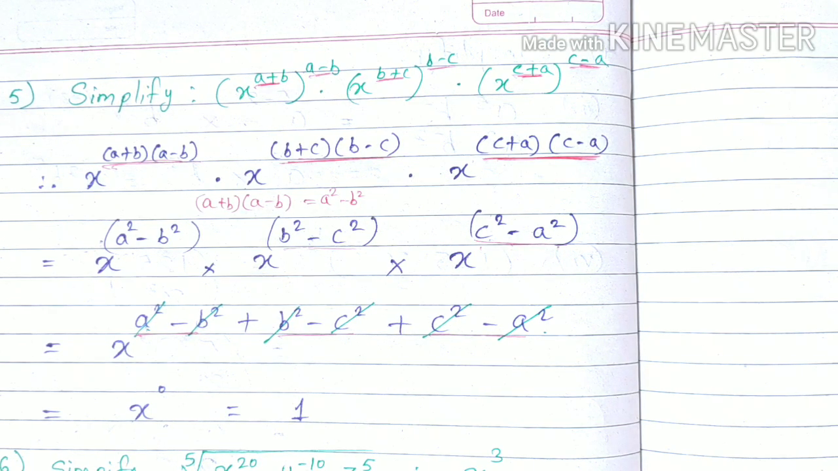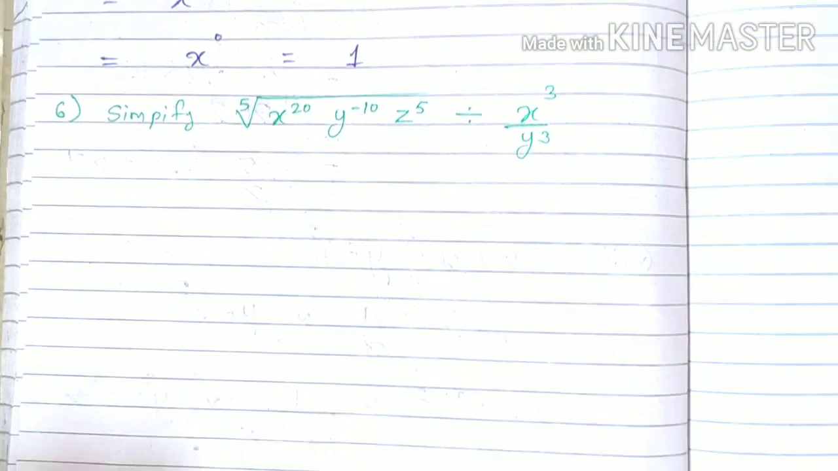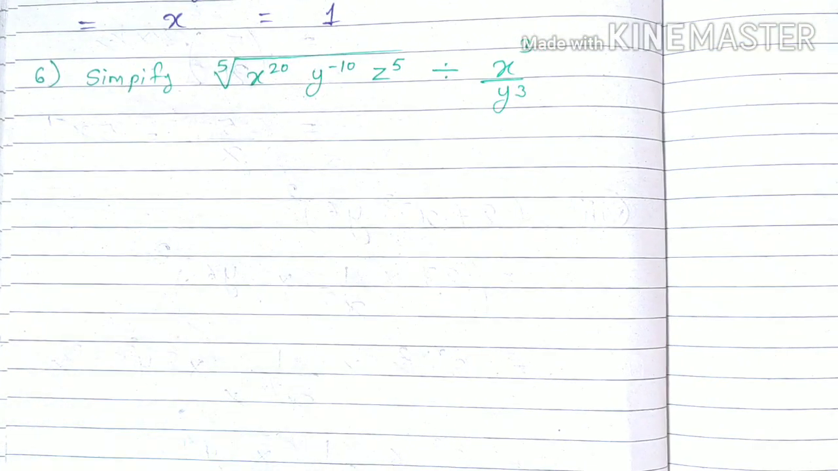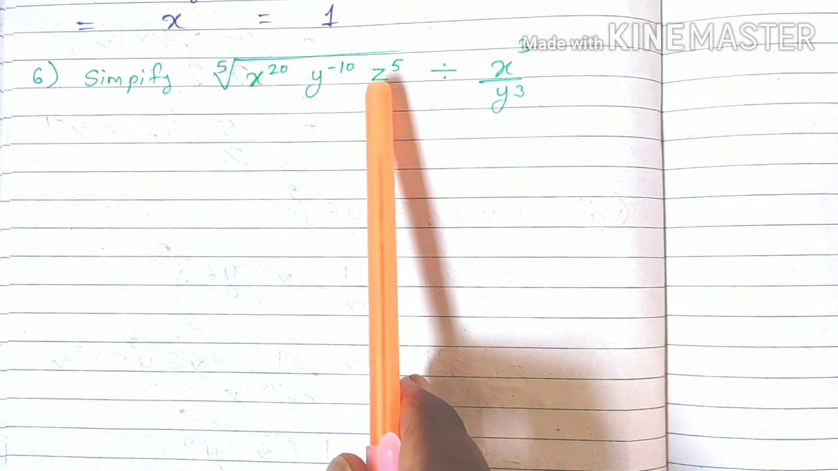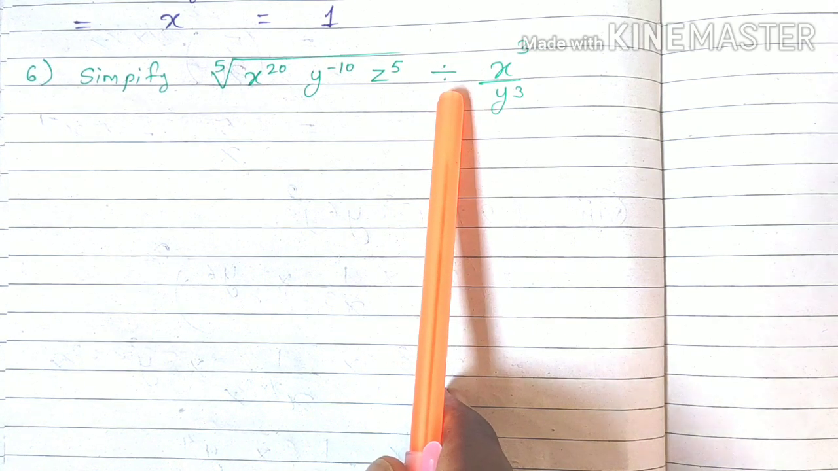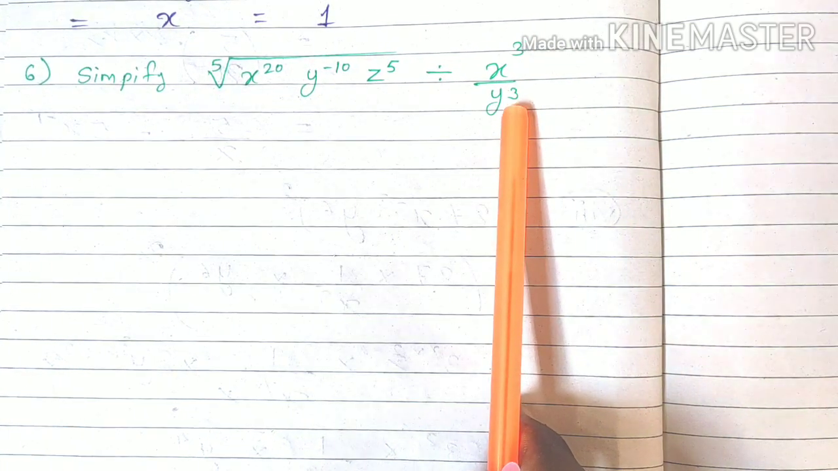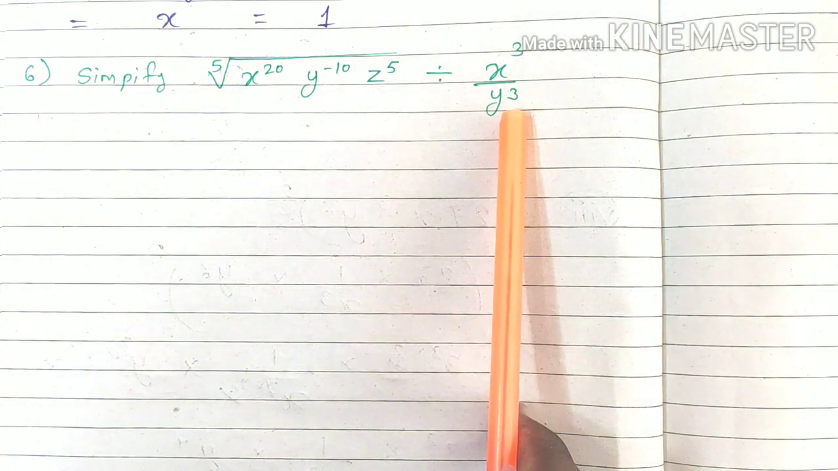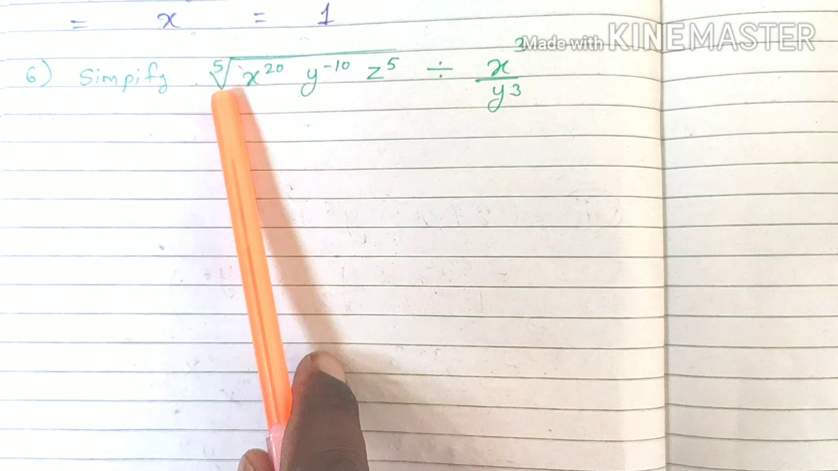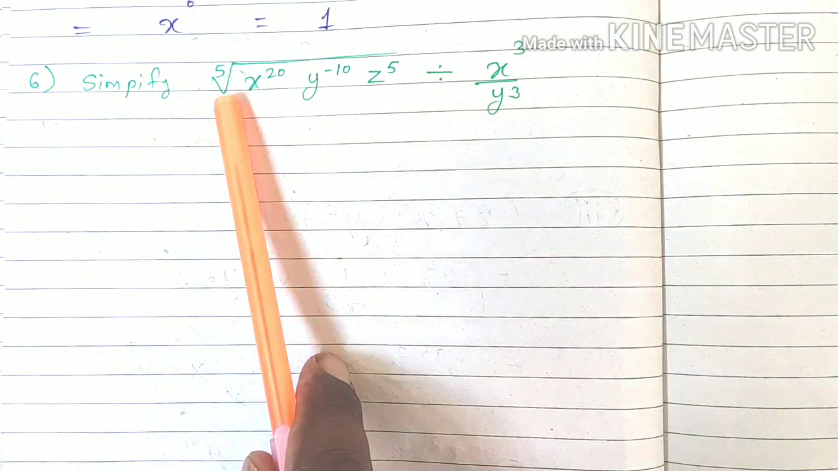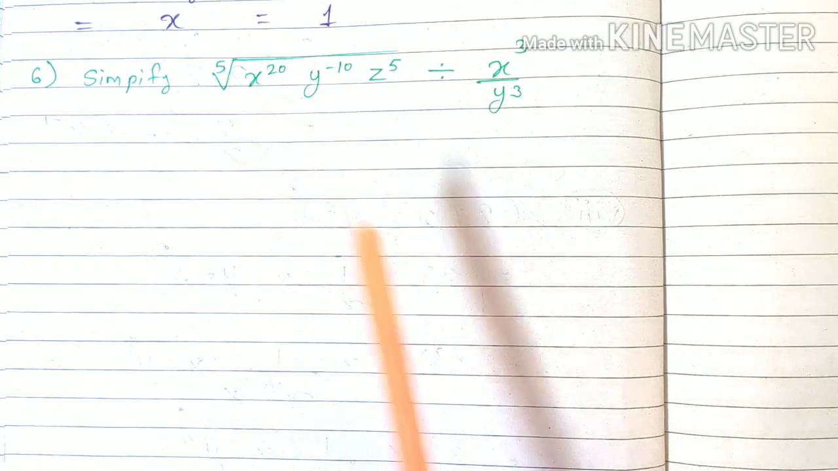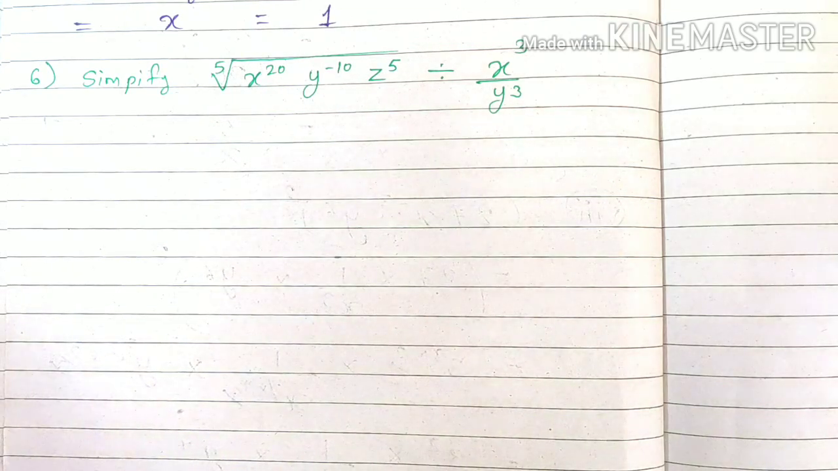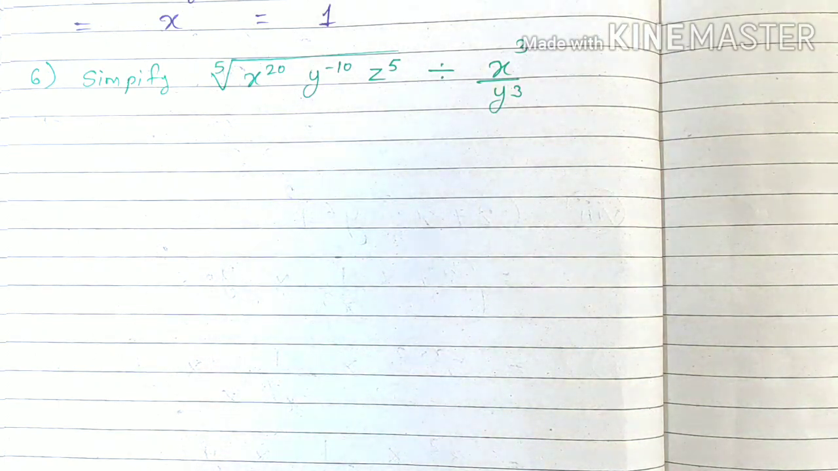Now the next question, simplify the fifth root of (x raised to 20, y raised to minus 10 and z raised to 5) divided by x cube upon y cube, right? This is our question. Now, since it is a fifth root, for the fifth root, what can we write? The whole value is raised to 1 upon 5. If you remember, we have learned this in the previous video.